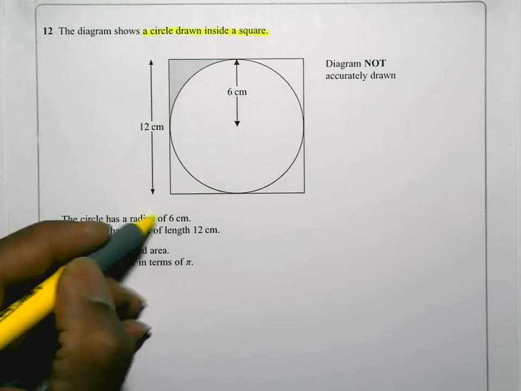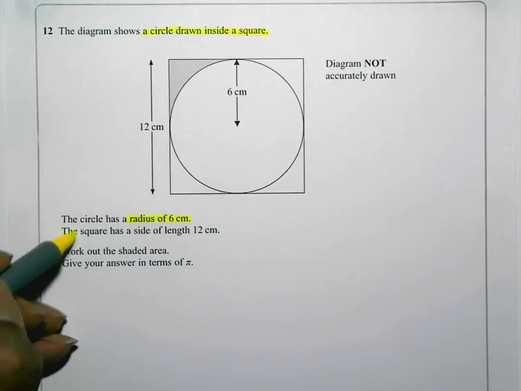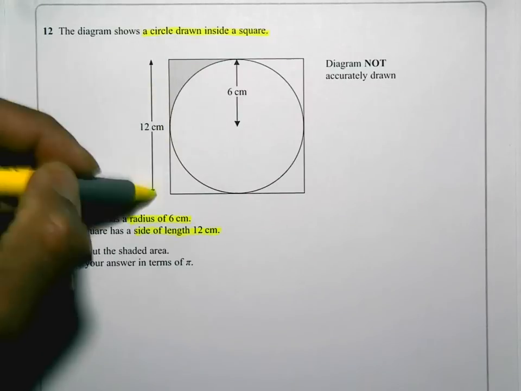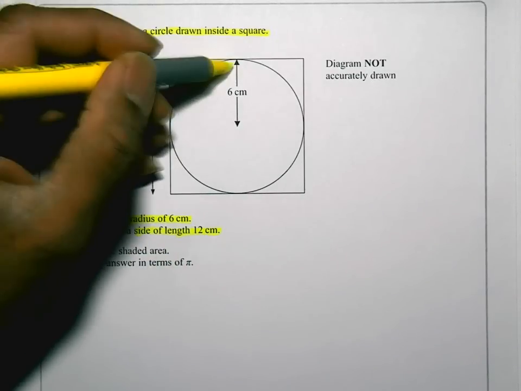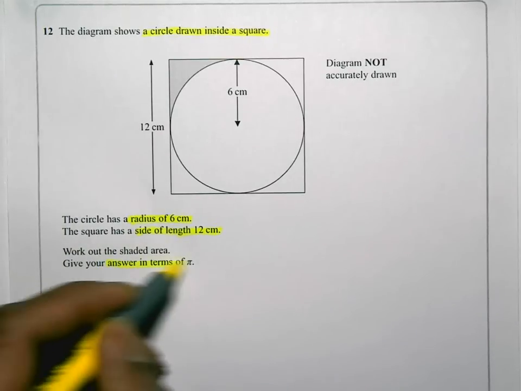The circle has a radius of 6 centimeters, and they've indicated that on the diagram as well. The square has a side length of 12 centimeters. Work out the shaded area. So this shaded area, they want us to work that out. Give your answer in terms of pi.